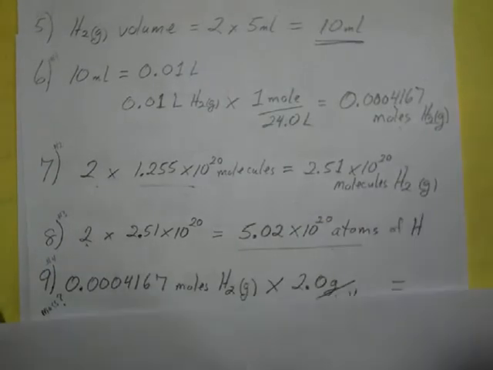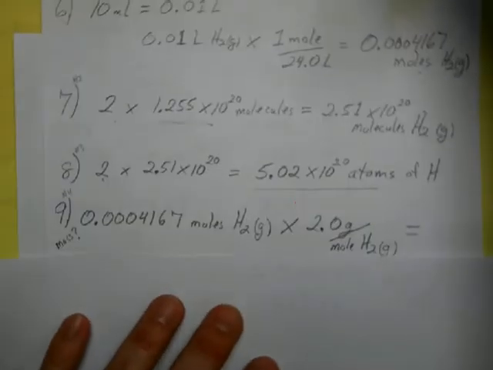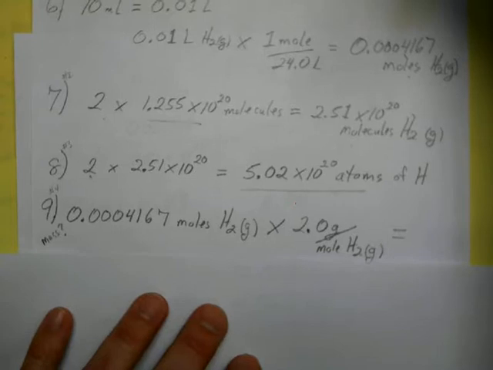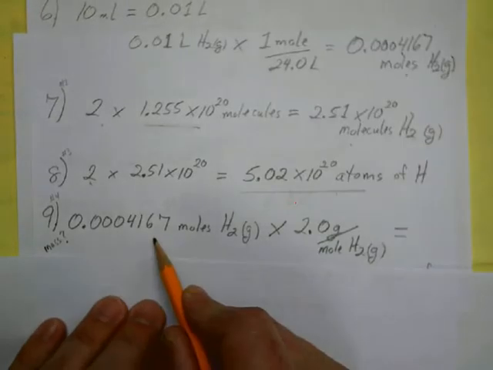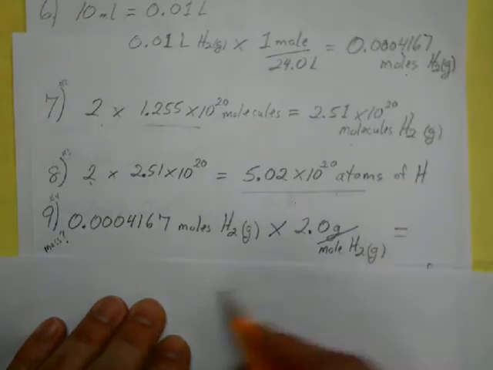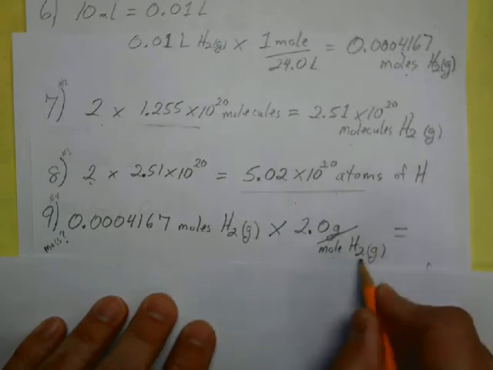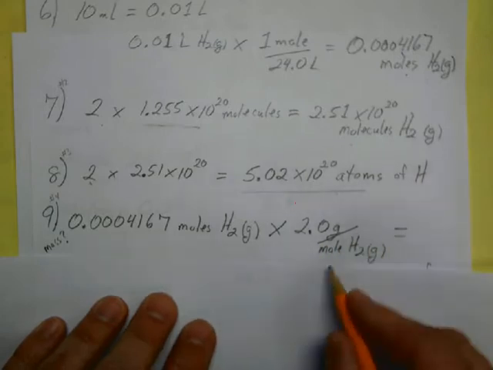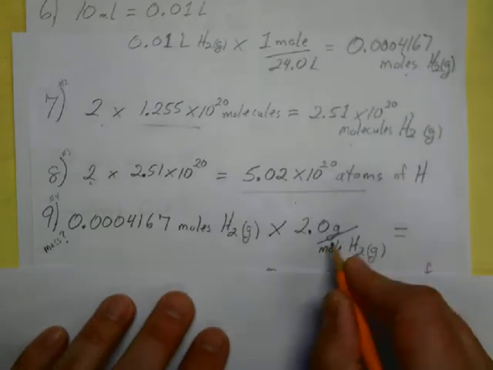Then number 9, where it asks for the mass, is like number 4 above, except you need to use hydrogen's mass. So we have this many moles of hydrogen. You calculated that in number 6 times 2.0 grams per mole of hydrogen. So there'll be 2.0 grams of hydrogen in each mole of hydrogen gas. Hydrogen is 1.0 for atomic mass in the periodic table.